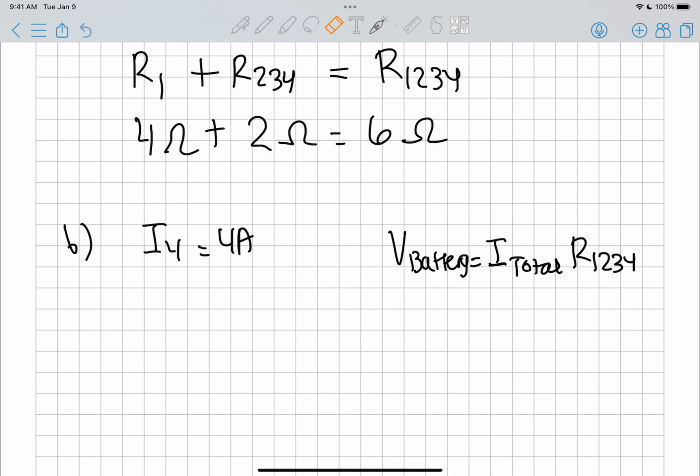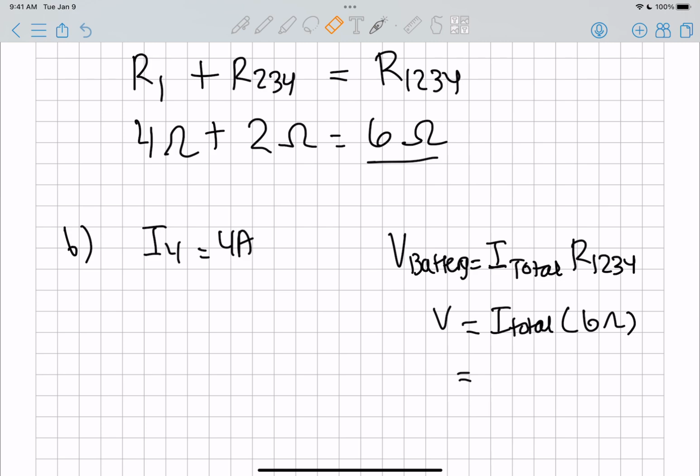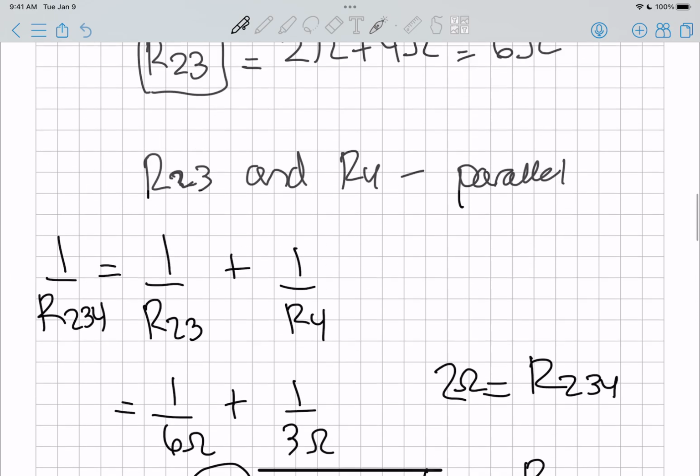It says use the loop rule to determine the current through I2, right? Well, if we solve this out, let's say it was 24 volts and we're using the 6 ohms from before, so this is I total. So this doesn't work out. All right, let me do 48 volts instead. So 48 volts, 6 ohms for the total resistance of the circuit. So now we have I total is equal to 8 amps, right? So that's the total amount of current that's being delivered.